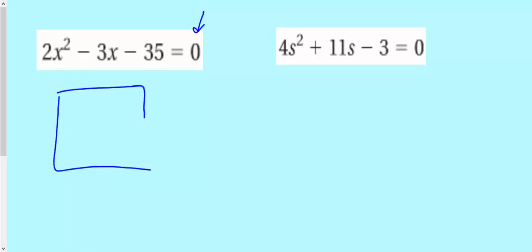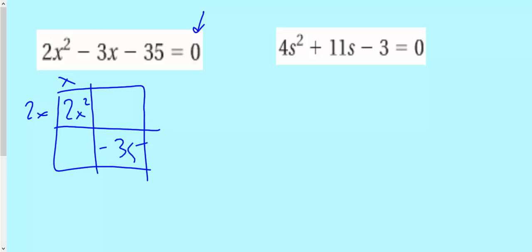So we'll start off with a box. I'll do one of each type here for you guys. 2x and x and negative 35. So that's going to be my 2x squared. That's kind of nice because those are my only two options. Now my options for multiplying to 35 are 1 and 35 or 7 and 5. So I'm going to go with the 7 and 5. Try that. And I got to get to negative 3x. So I'm going to go with 7 here and negative 5 here. And the reason why I'm doing that is because 7x and negative 10x gets me to negative 3x.